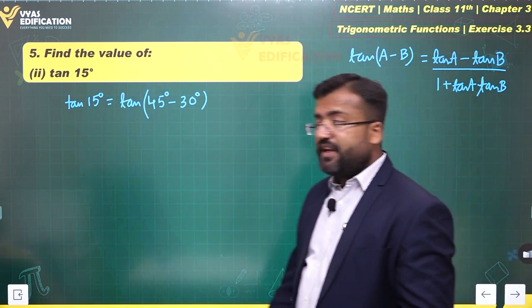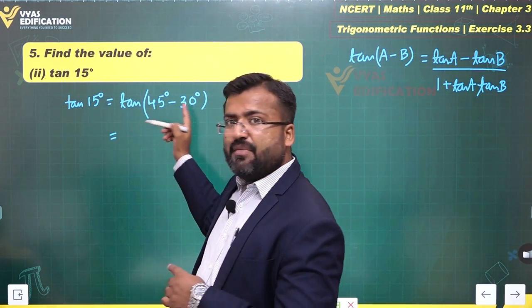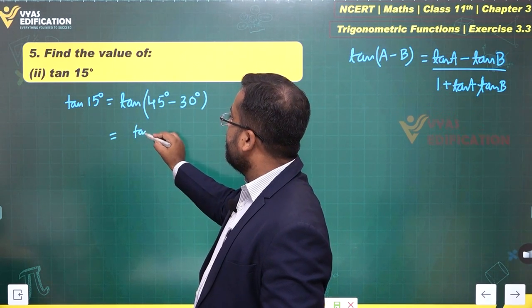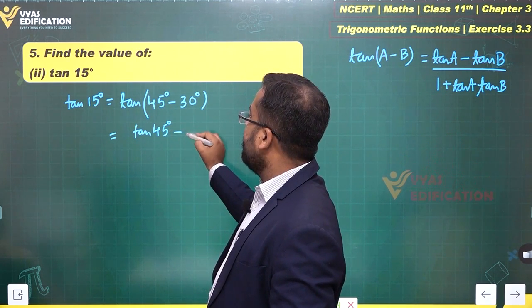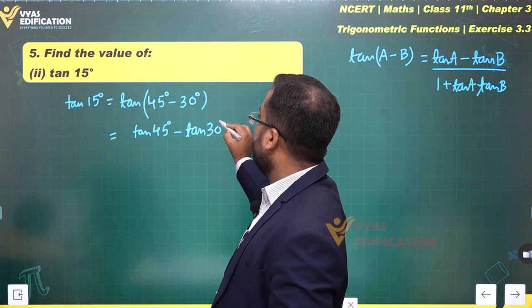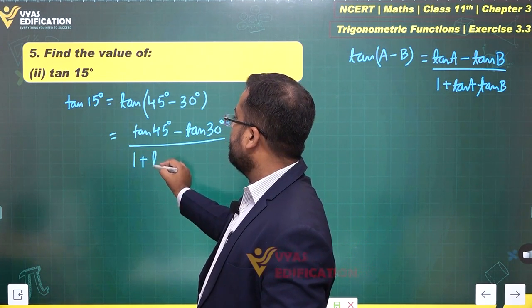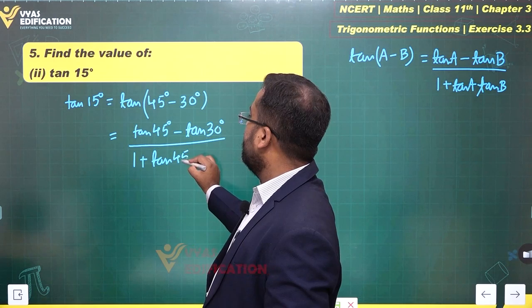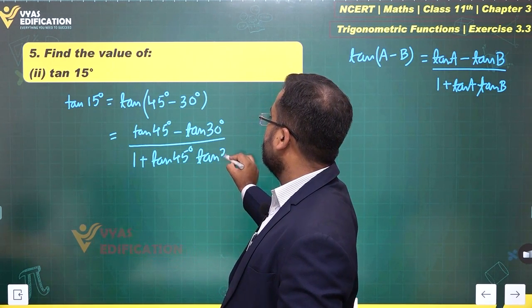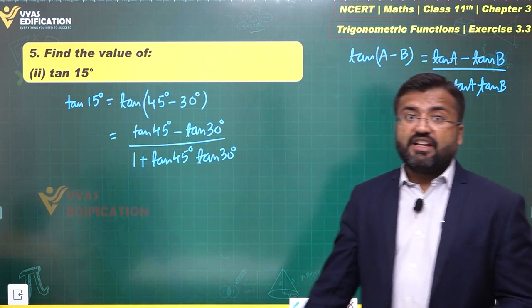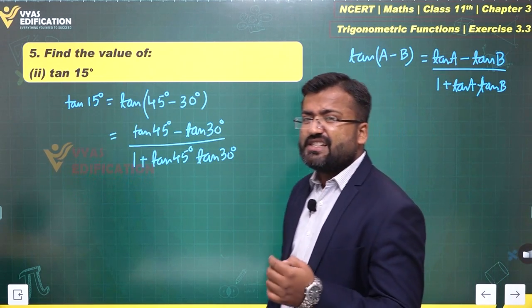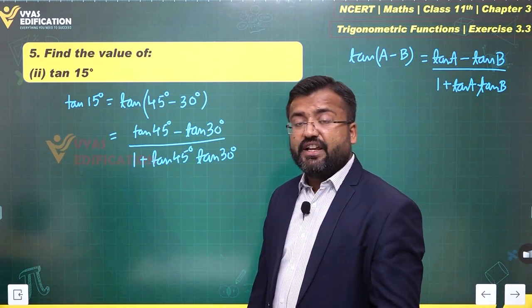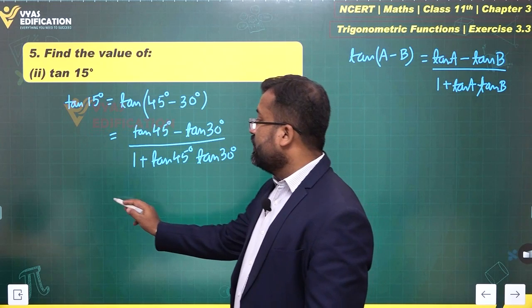Okay, this is simple, yes. So this is tan (A minus B), which is tan A minus tan B over 1 plus tan A tan B. This is what you get, right? Tan A minus tan B upon 1 plus tan A tan B. Now what is tan 45 degree equal to? Tan 45 degree is 1. What is tan 30 degree equal to? That is 1 upon root 3.